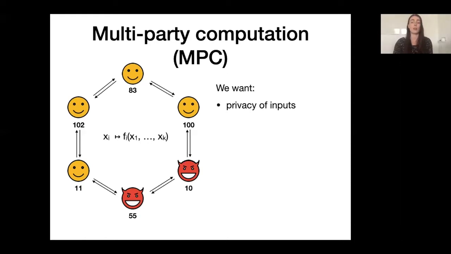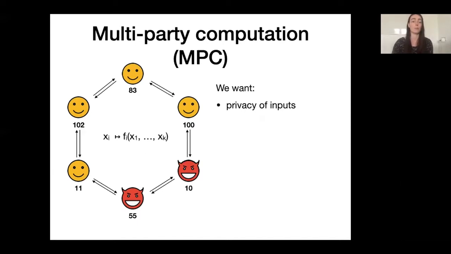Importantly, what we can guarantee is that the corrupted players should not learn anything about your input except what they can already infer from the output. So consider the example of computing the maximum. If you're the player with the input 11 and the other players learn that the maximum input is 102, then they also learn that your input is at most 102. So they necessarily learn some information about your input, but nothing more than what they would have already learned from an interaction with the trusted third party in the ideal setting.